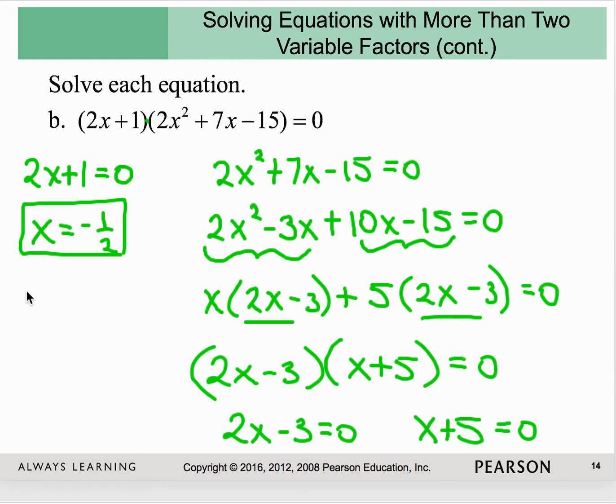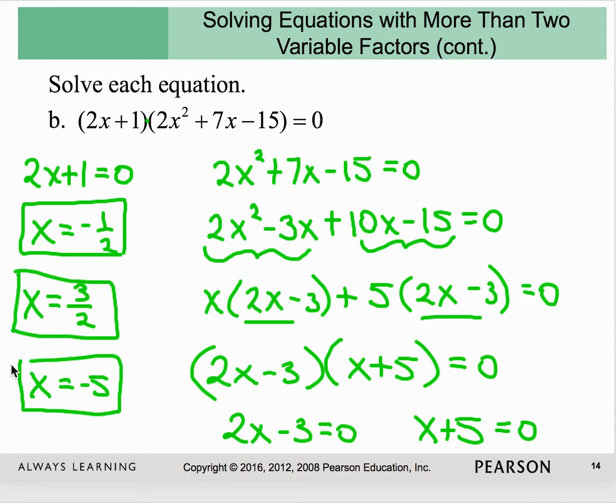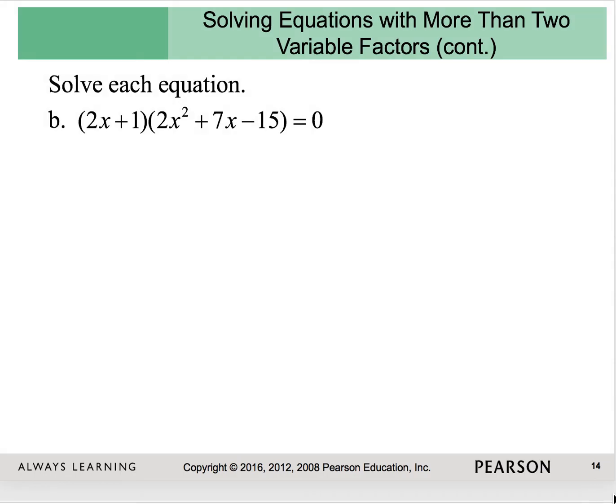So can you tell what your other answers are? x equals 3 over 2, and x equals negative 5. 3 answers again. 1 right here and 2 right here. All right, one more.